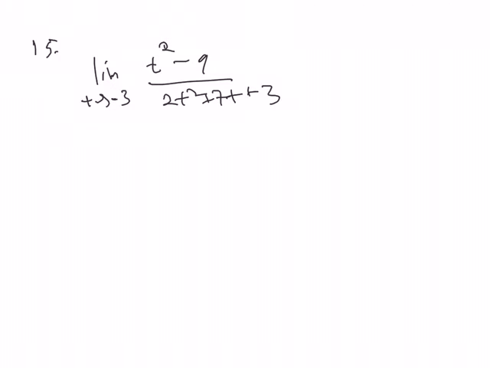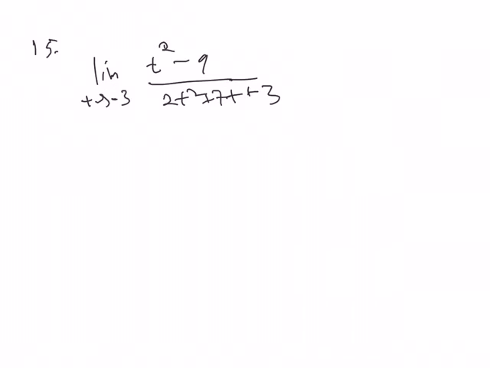So the next one, problem 15, requires a pretty interesting, subtle realization. We have the limit as t goes to negative 3 of t squared minus 9 over 2t squared plus 7t plus 3.